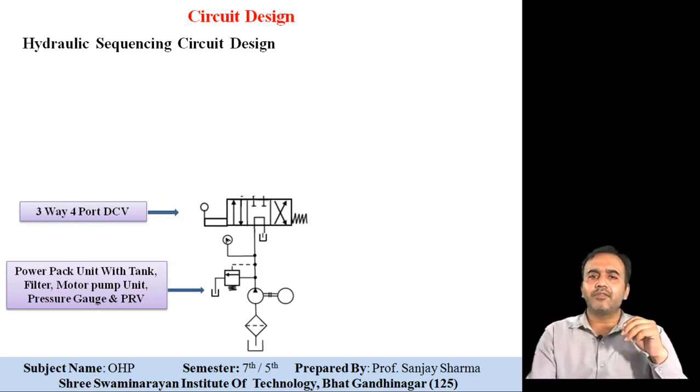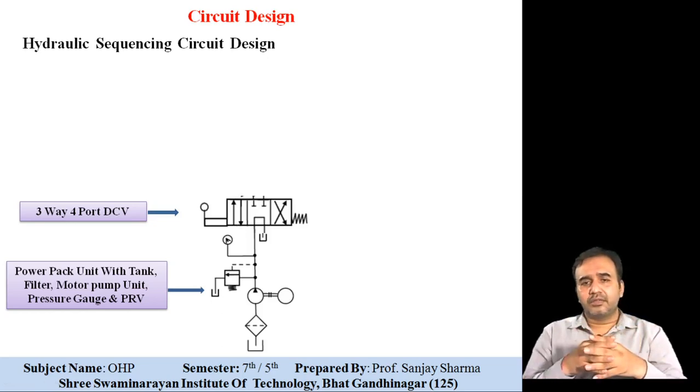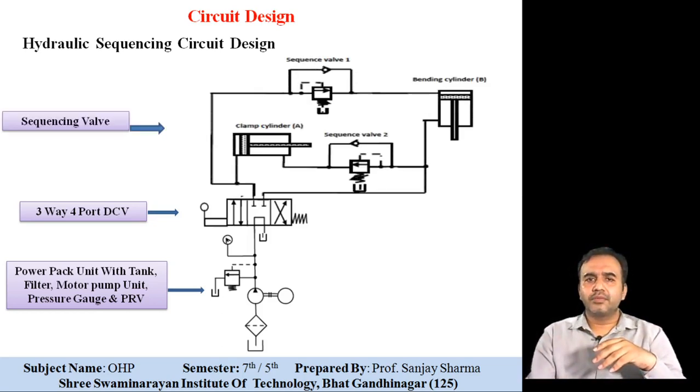I will repeat once again why it is termed 3-way 4-port. You can see there are three positions: parallel, block position and cross flow position. Because of these three positions, it is termed 3-way, and there are port 1, port 2, port 3 and port 4. So this is the 3-way 4-port DCV, direction control valve, which is used. Now in the hydraulic sequence system, this is the sequence system valve arrangement.